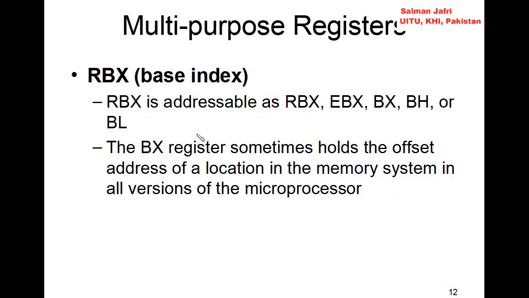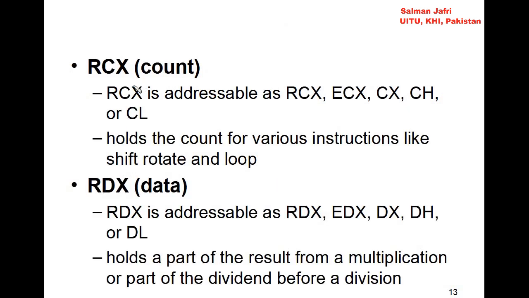Similarly, RBX is the base index, and again it is addressable as a 64-bit version, 32-bit version, 16-bit version, or two 8-bit versions BH and BL. So the BX register holds the offset address of a location in the memory system in all versions of the microprocessor. We will talk about segments and offsets as we move along. This is an important concept in the Intel family. Similarly, RCX is the count register, again available as 64-bit, 32-bit, 16-bit, and 8-bit versions. And it holds the count for various instructions like shift, rotate, and loop.